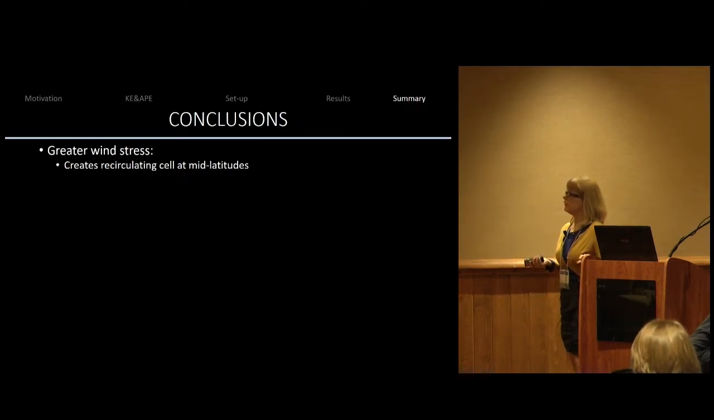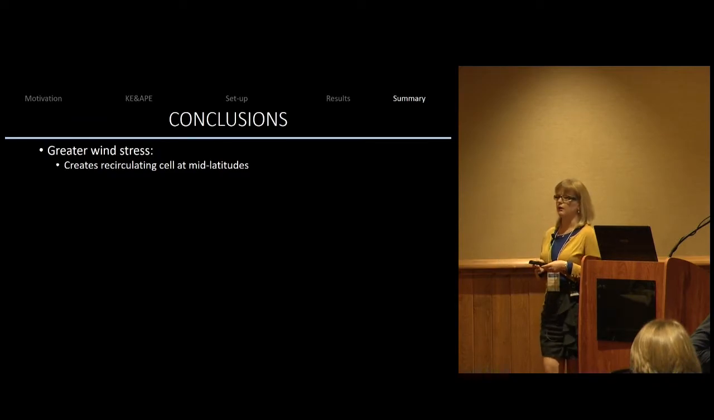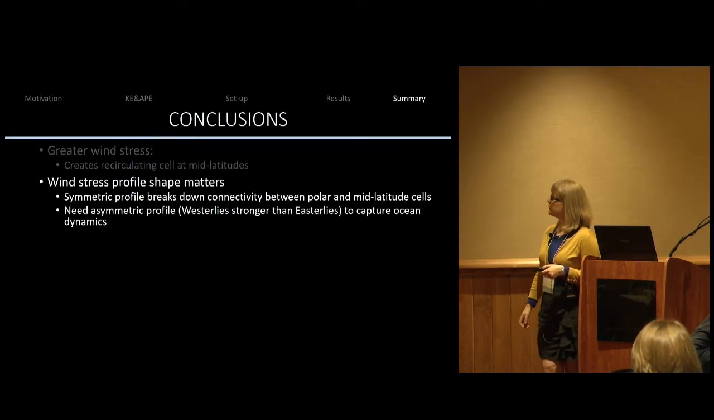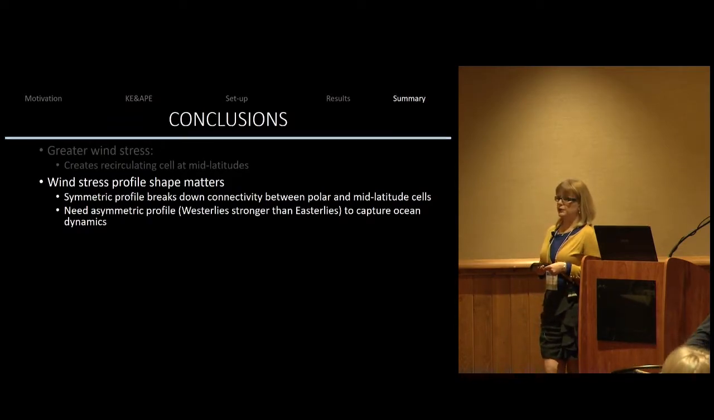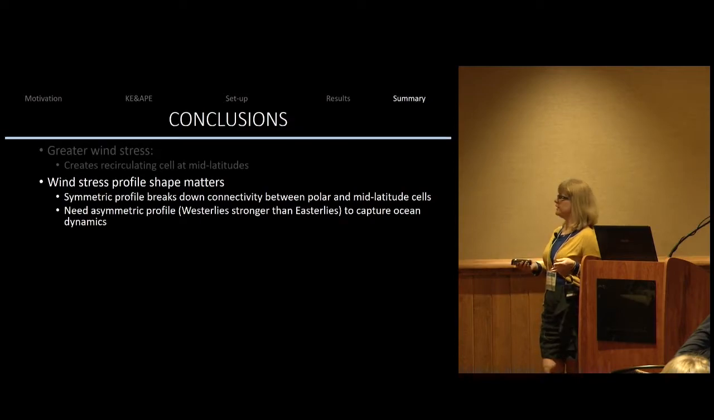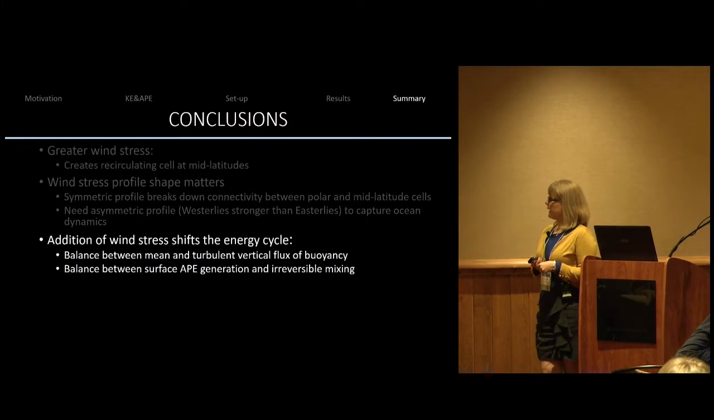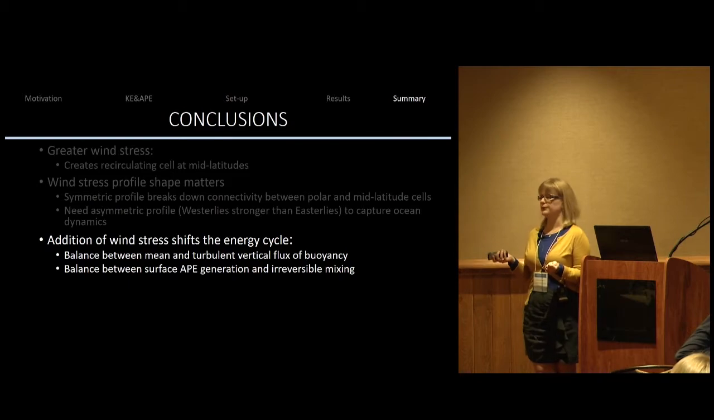Now, to the conclusions. What we have seen through this project is that greater wind stress creates a recirculating cell at mid-latitudes, which is one of the features you see in ocean models. Wind stress profile matters, which I'm not sure a lot of DNS studies have looked at. A symmetric profile actually breaks down the connectivity between the polar and mid-latitude cells. So if you want to capture ocean dynamics, you have to have an asymmetric profile where westerlies are stronger than easterlies. And the addition of wind stress shifts the energy cycle, so you're getting a balance between mean and turbulent vertical buoyancy flux, where the mean flow is largely driven by the wind, and you're also getting a balance between surface APE generation and irreversible mixing, so you can predict the value of irreversible mixing.